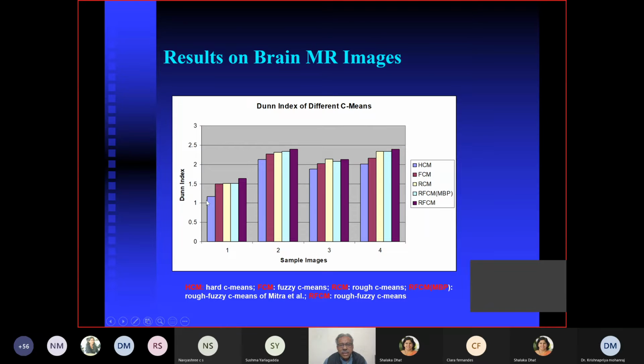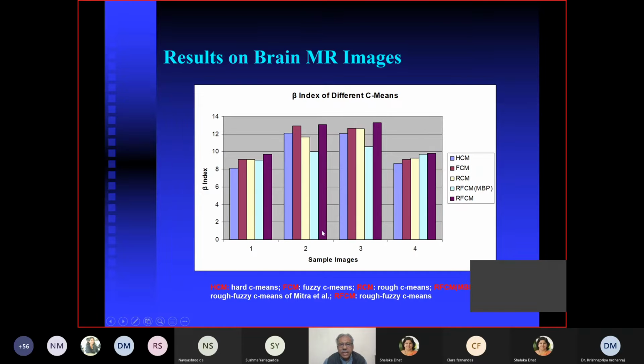As usual, if you can see that one, it is computation time wise, so the beta index also. So in all cases, in terms of index values, the proposed method, rough fuzzy clustering, gives a balanced mixture between restrictive hard clustering and descriptive fuzzy clustering.